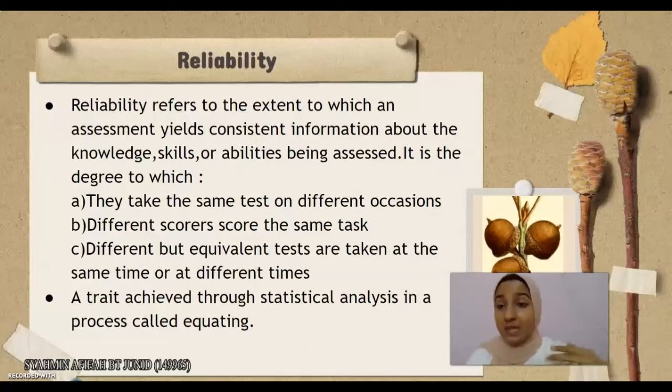So reliability is a trait achieved through statistical analysis in a process called equating. Now, equating is one of the many functions performed by psychometricians. Psychometricians are people who are trained in the statistical measurement of knowledge, so they help to ensure that an assessment is reliable. In general, informal, classroom-based, teacher-created assessments don't directly engage with the concept of reliability, as these types of assessments don't require advanced statistical analysis, but they do informally engage with the concept.